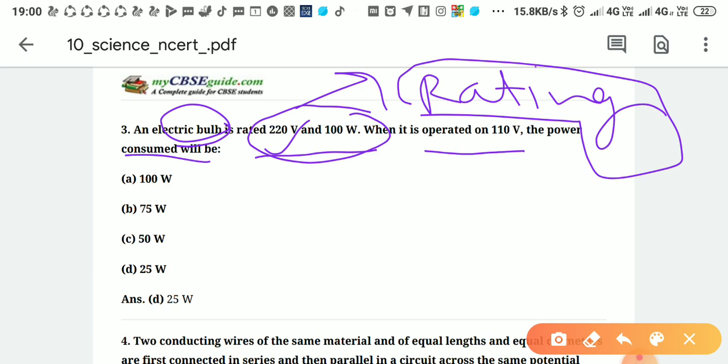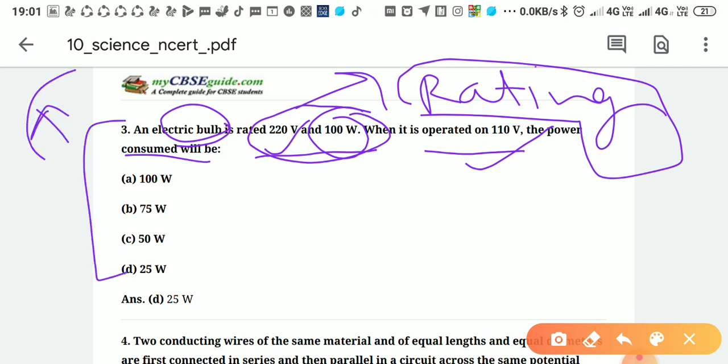But if you are not using that 100 watt bulb on 220 volt, and you are going to another country like America, there they do not supply 220 volt in every home. They supply 110 volt. Okay, now if we use that 100 watt bulb on 110 volt, then what will be the power consumed? This is a type of question and this is a very important question, remember this thing.